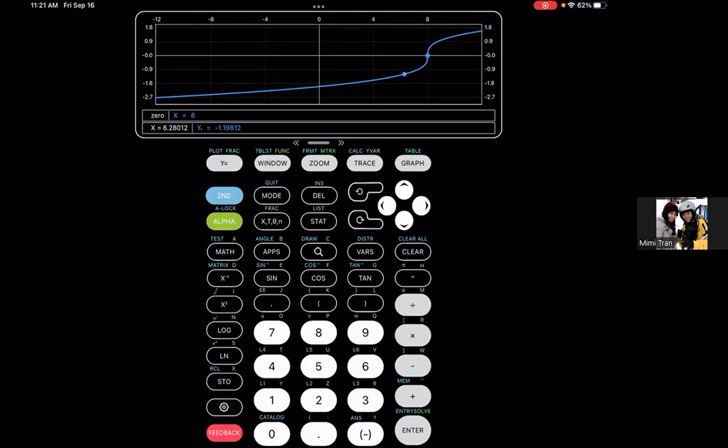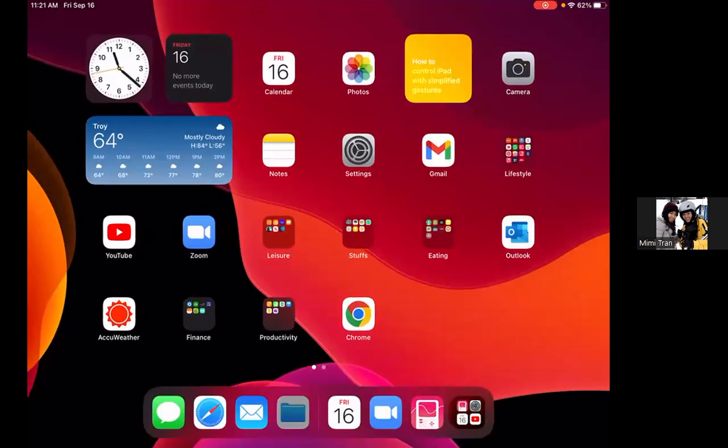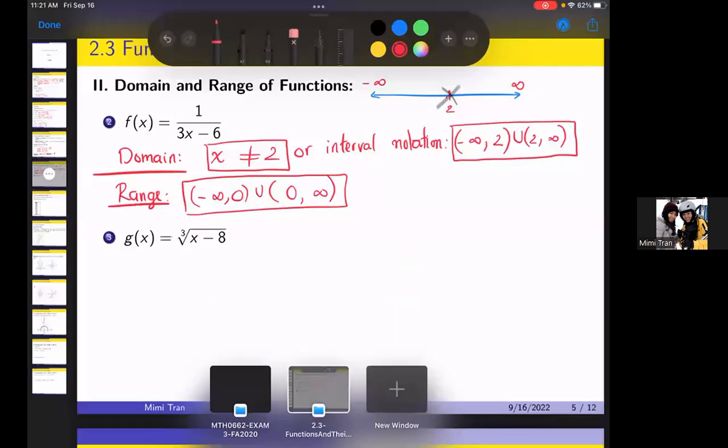Domain is the width, how wide the graph stretches. Everything, right? It looks like everything. What is the range? How high does it stretch? Yeah, everything again, right? So the cubic graph is pretty easy going. The one that you watch out for is the square root one.